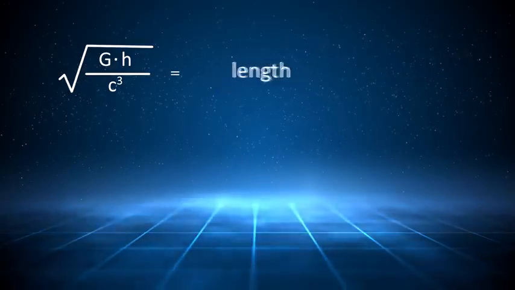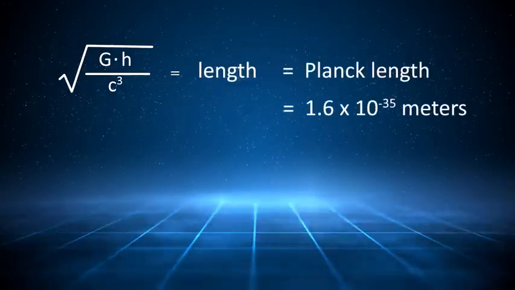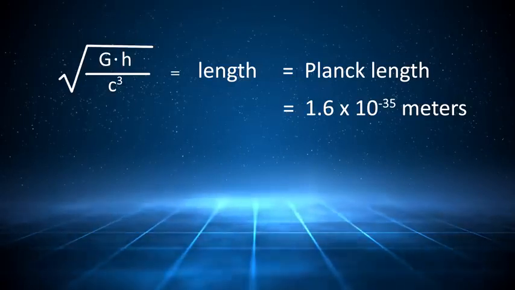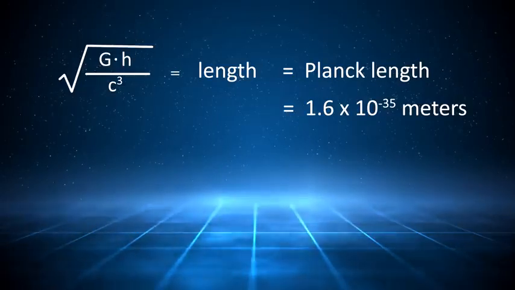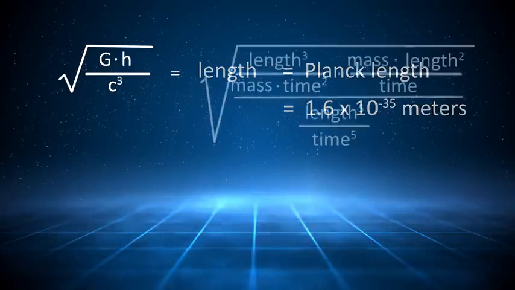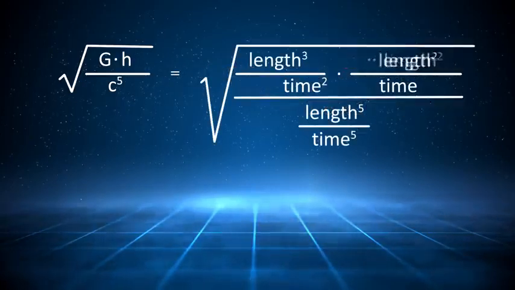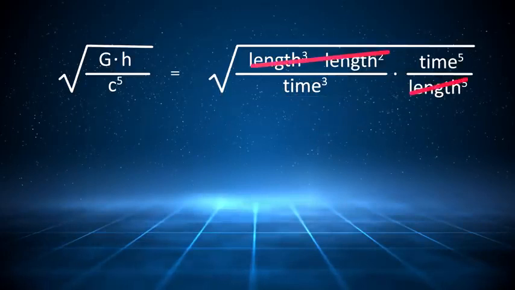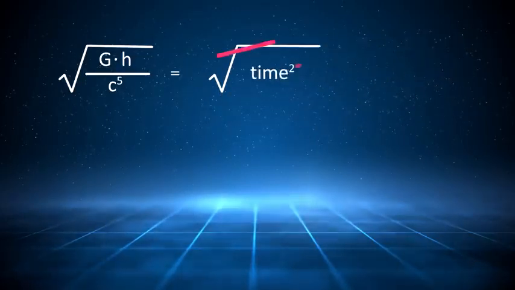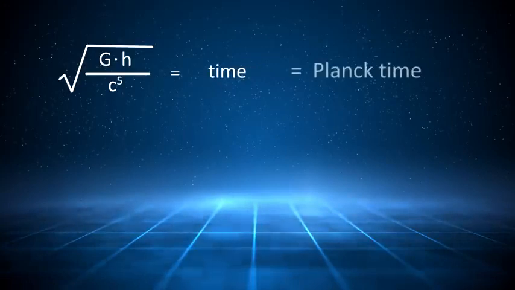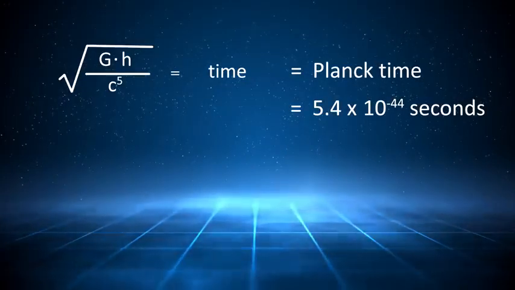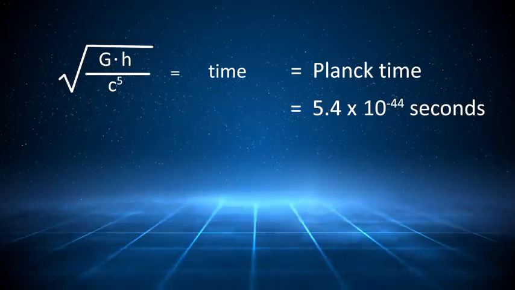we get a length. What is this length? Well, this is the Planck length. It is the minimum length that would be meaningful in quantum mechanics. Similarly, by manipulating these constants mathematically, we get time. What is this time? This is the Planck time. This is the minimum time that can exist that would be meaningful in quantum physics.